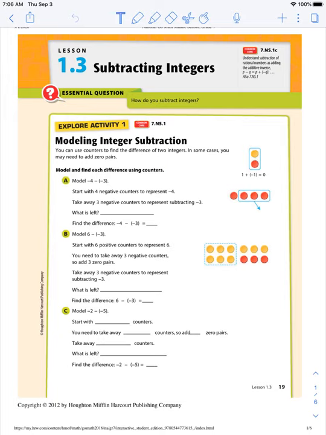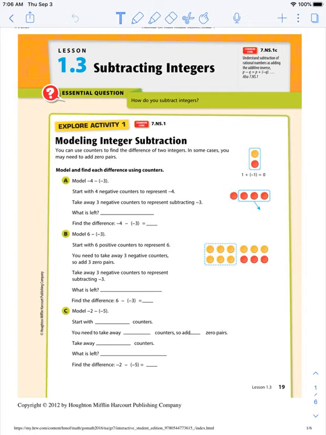In lesson 1.3, we're going to be subtracting integers. We're going to model this the same way we modeled adding integers, where we'll use both the two-sided chips and making zero pairs, and we'll use the number line. So first we're going to use the two-sided chips. Remember, the red represent negatives and the yellow represent positives.